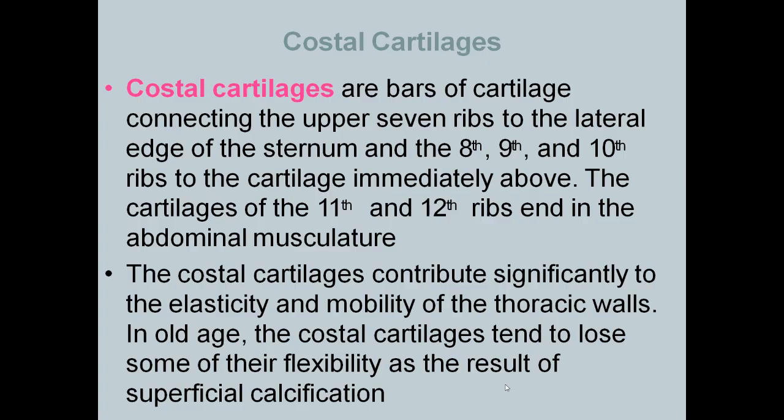Now we'll see the costal cartilage. They are bars of cartilage connecting the upper 7 ribs to the lateral edge of the sternum and the 8th, 9th, and 10th ribs to the cartilage immediately above. The cartilage of the 11th and 12th ribs ends in the abdominal musculature. The costal cartilage contributes significantly to the elasticity and mobility of the thoracic wall. In old age, the costal cartilages tend to lose some of their flexibility as the result of superficial calcification.